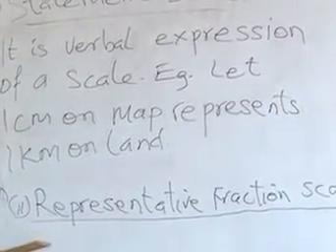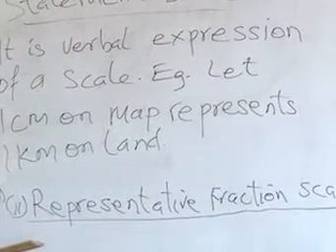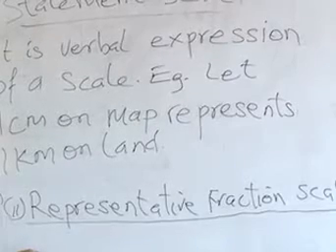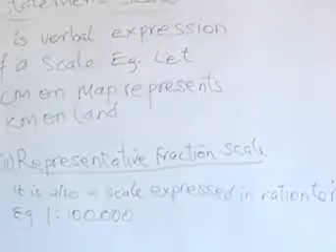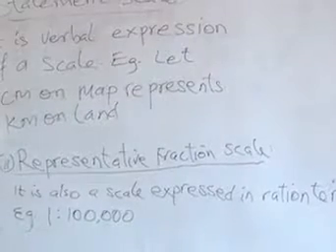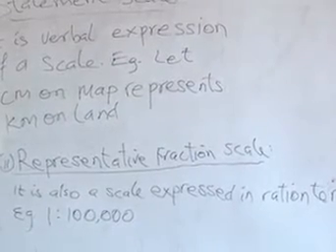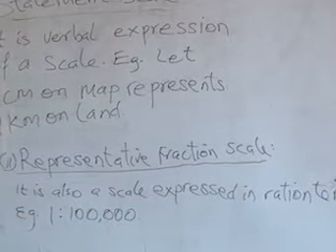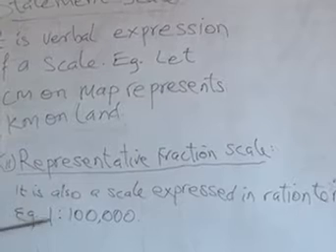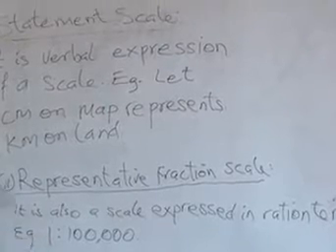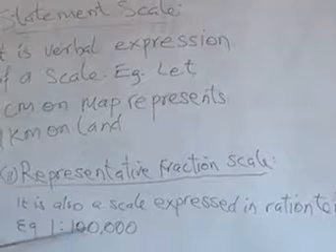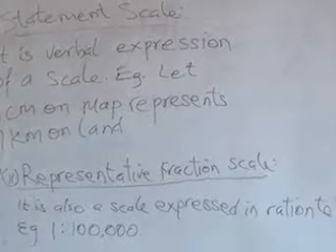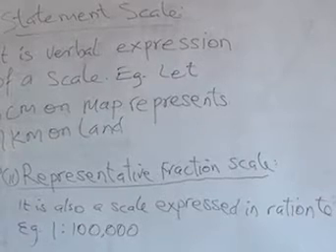The second one is representative fraction scale, also known as ratio scale, e.g., 1 to 100,000. That means 1 centimeter on the map represents 100,000 centimeters on the ground. And note that the ratio is expressed in the same unit.